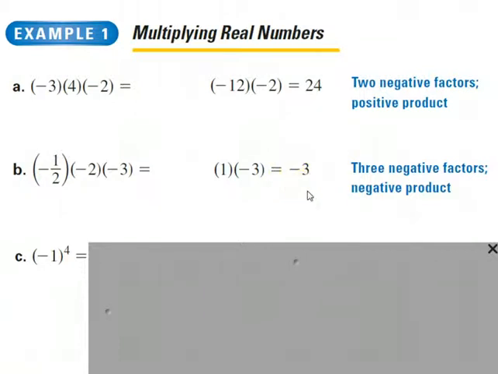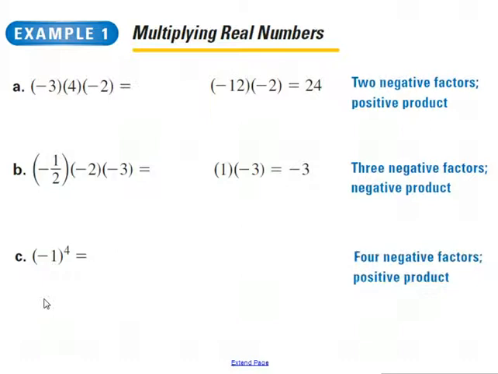And once again, you should be doing this without a calculator. I'm working with numbers that are small enough. You should be able to do this with pencil and paper without the need for a calculator. Now let's go on to C here, the situation that I said was most likely to cause confusion for the most students. Negative 1 to the 4th. What you actually have here is negative 1 times negative 1 times negative 1 times negative 1.